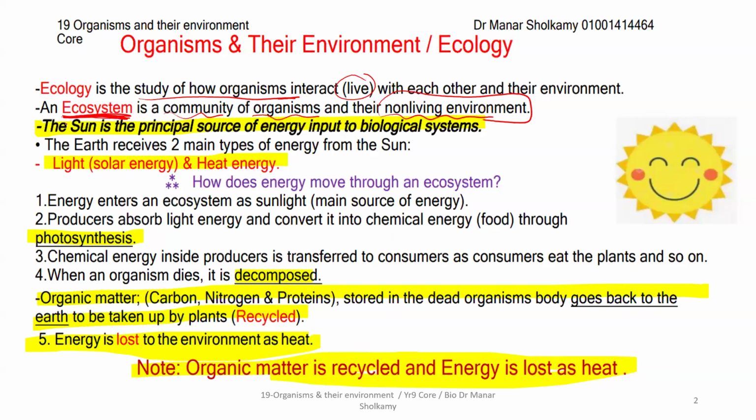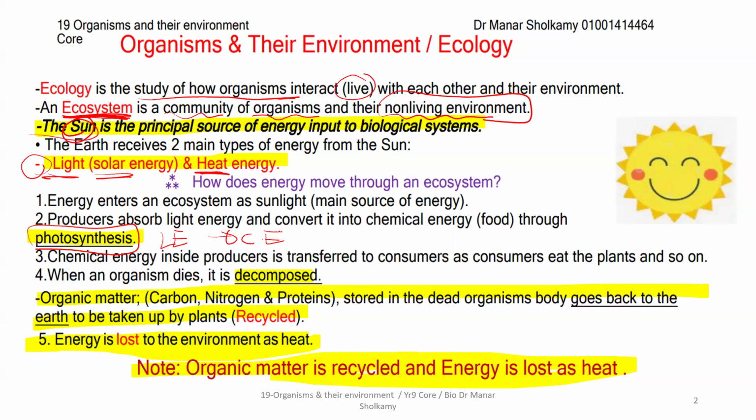Now, I'm sure you know this from before, that the sun is the main source of energy to any ecosystem. And the sun provides us with two sorts of energy. Heat energy, it makes our earth very warm, and it gives us light energy. Now, why is the light very important and the main source of energy? Because plants use this light energy in photosynthesis to convert the light energy into chemical energy. And I also know that you know the balanced chemical equation.